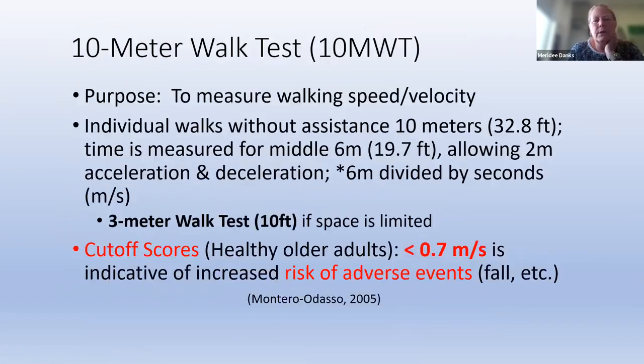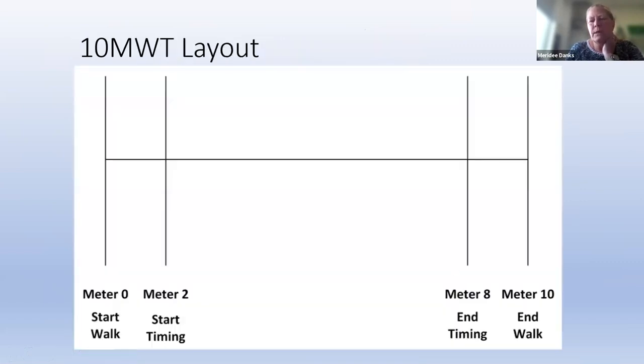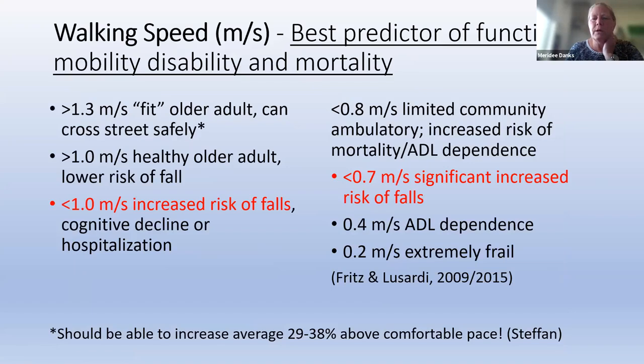We won't have time to go through all of those, but you can read through it. But when we take the gait speed, if people walk slower than 1.0 meters per second, or especially if they go less than 0.7 meters per second, they're going to be at a much higher risk of falling. It's easy to lay out a 10-meter walk test. You measure the time over the middle 6 meters. This gives them time to get up to walking speed and slow down. It's a great way to measure walking speed.